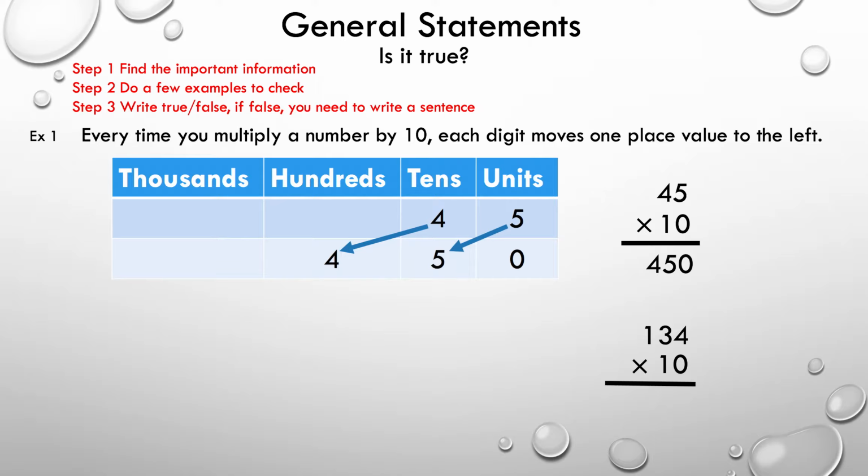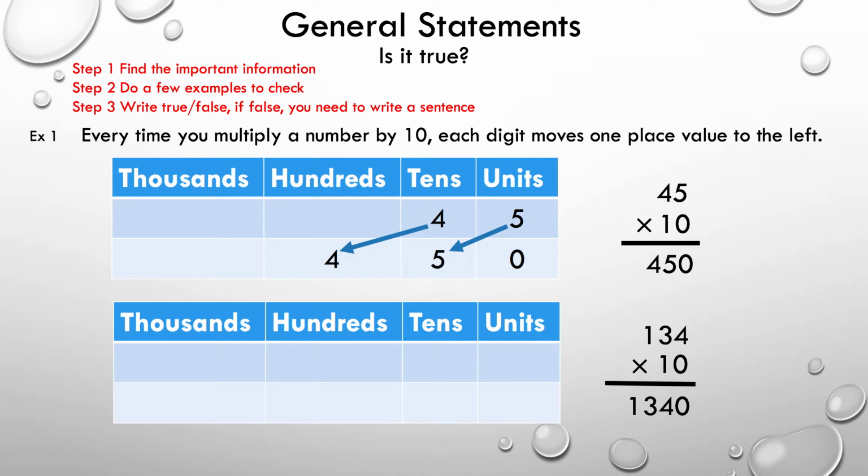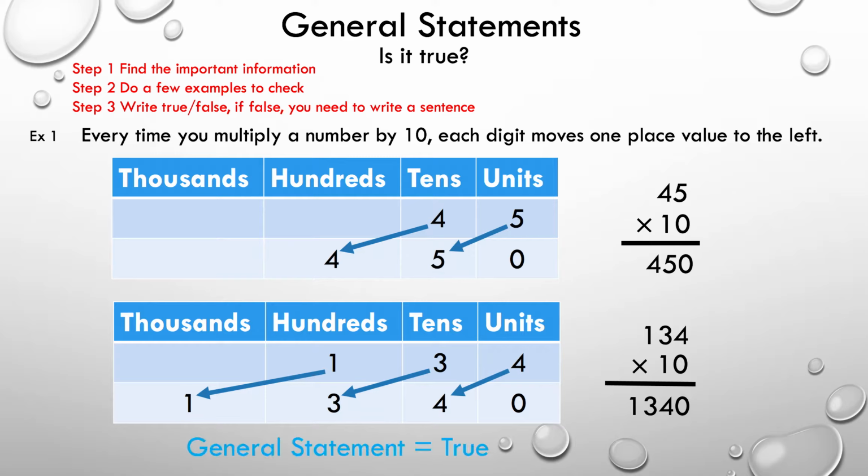Let's pick 134 because it's a 3-digit number. We're going to multiply it by 10, and we get 1,340. Let's use the place value chart to prove why it's true. We have 134 in there. Start with the units value of 0 and work our way left. The 4 in the units goes to the tens, the 3 in the tens goes to the hundreds, and the 1 in the hundreds goes to the thousands. So in both of these cases, it is true, so we can say that this general statement is true.